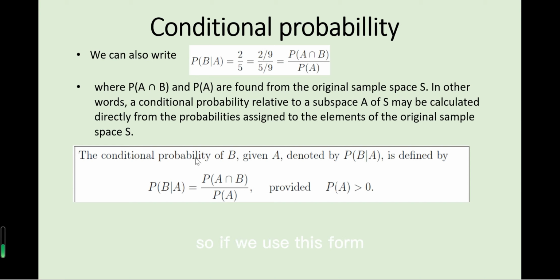If we use this form, both the numerator and denominator can be found from the original sample space S, without using the reduced sample. In other words, a conditional probability relative to the subspace A of S may be calculated directly from the probabilities assigned to the elements of the original sample space. So actually P(A) is like a reduced sample, right?